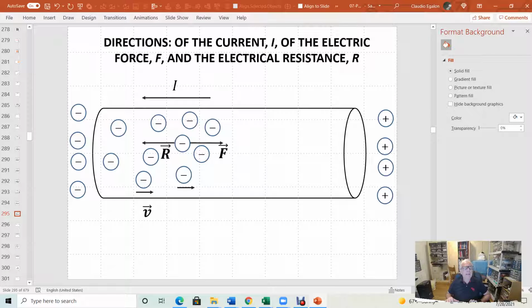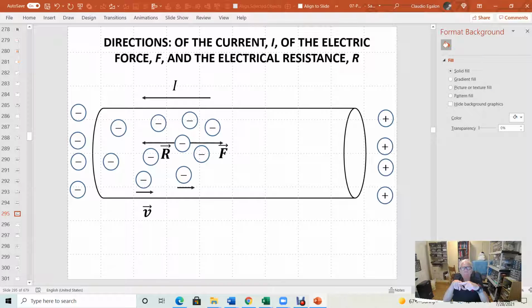Okay, but here you go. Those electrons, here's the force applied to the electrons. If there was no resistance whatsoever in this wire, those charges would just keep accelerating in the circuit, just like it happens in a superconducting circuit.